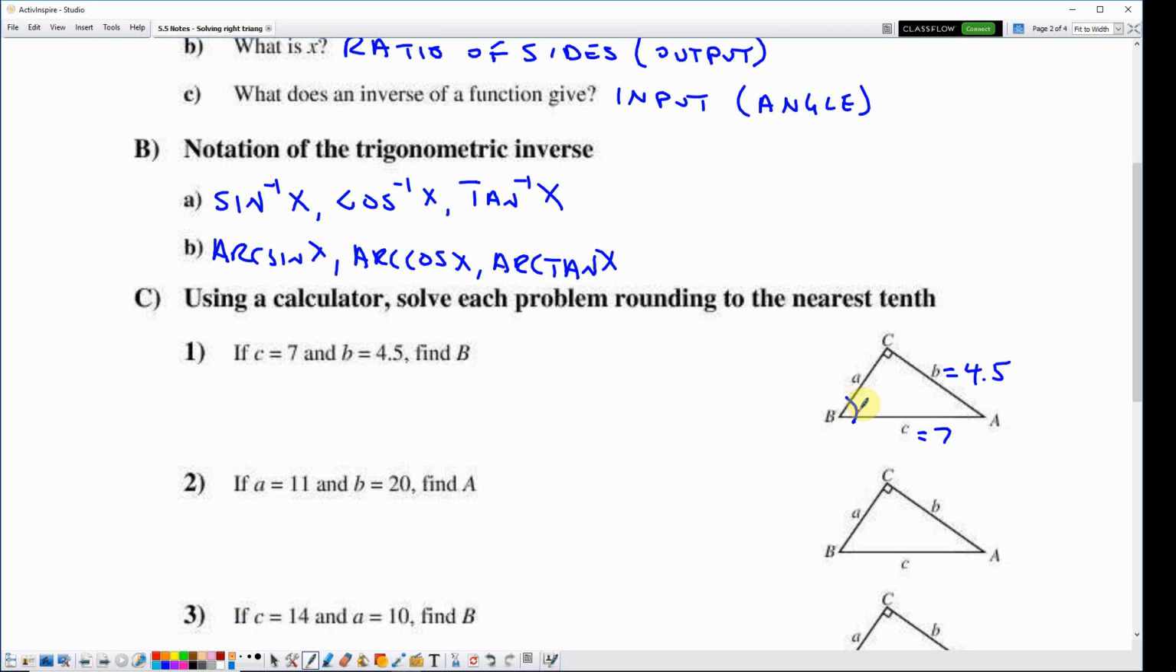So here I have my angle. This is opposite and hypotenuse, so I'm going to use sine. Sine B equals the opposite, 4.5, over the hypotenuse, 7. The input, the angle measure, is the variable, so I'm going to use an inverse. So B is arc sine, 4.5 over 7.